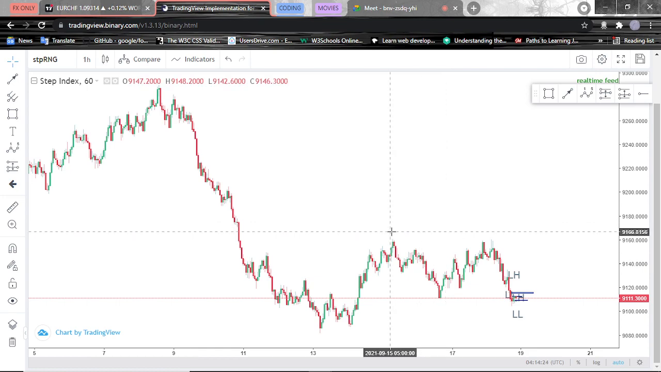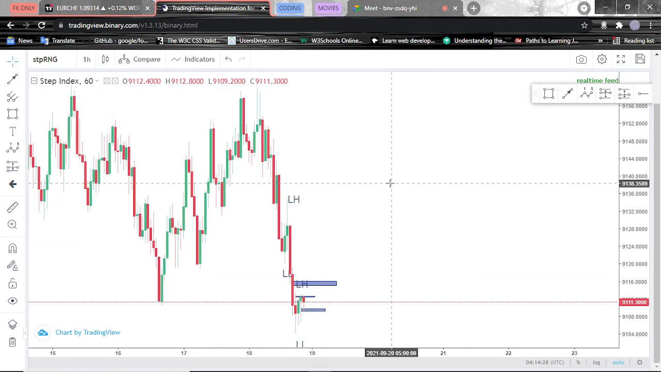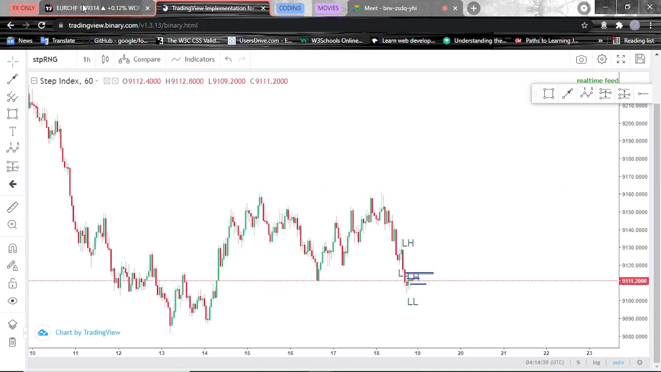You can see the market is in a clear downtrend, very, very clear downtrend. So when you are taking a buy, you have to be more conservative.